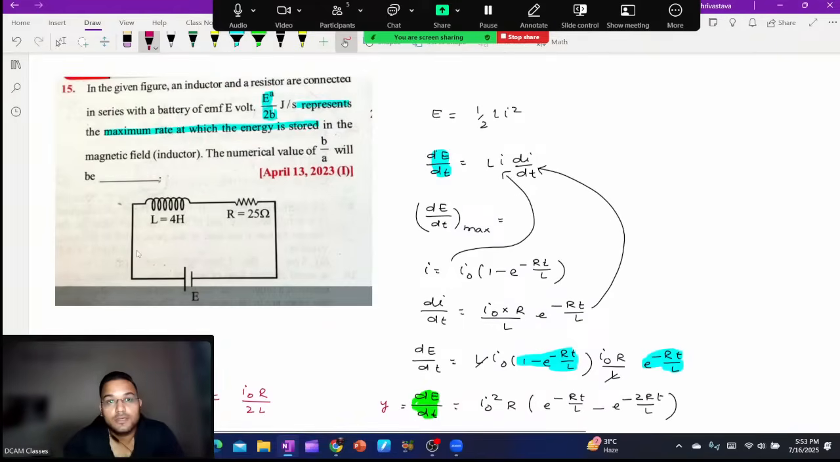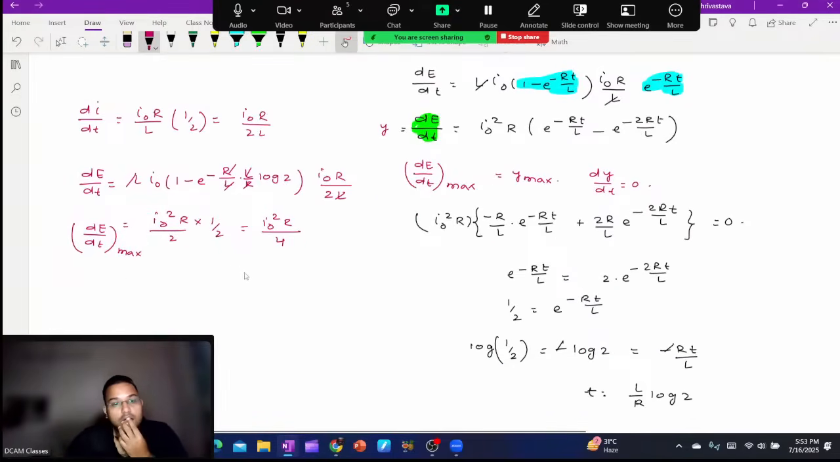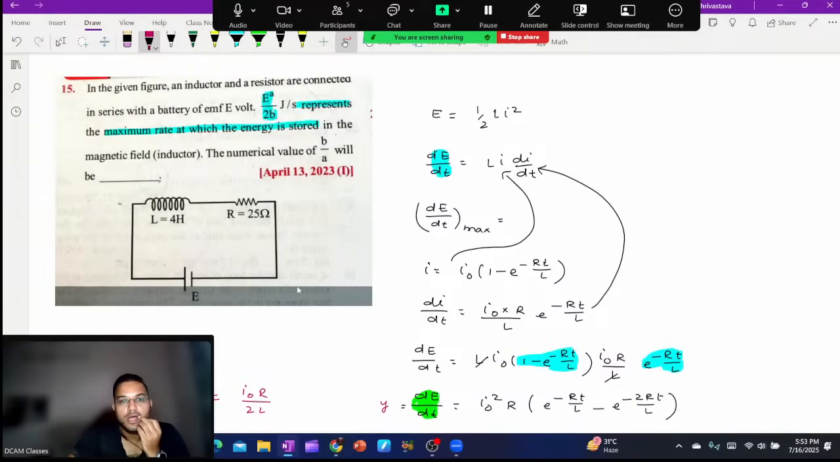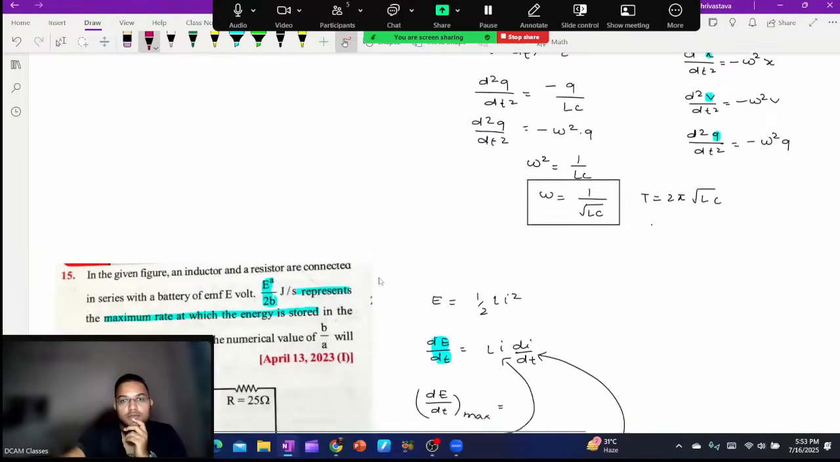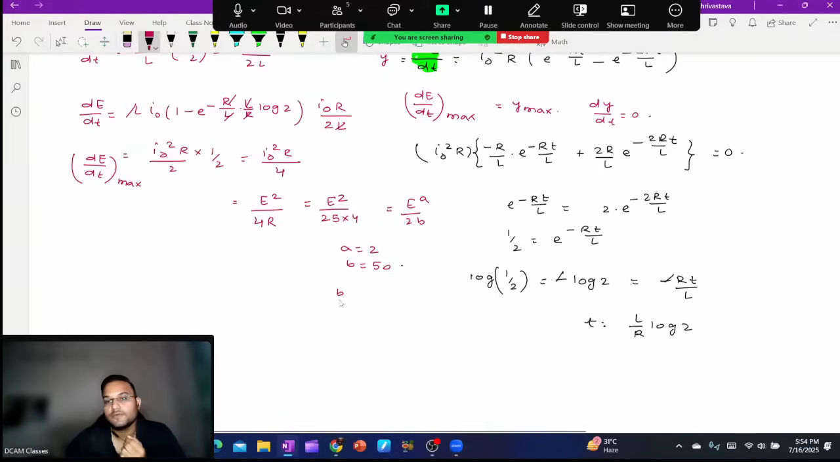Now they have given I naught as E by R, in terms of E they are asking. I naught is E by R, so E square by R, we can substitute as 4R. They have given the value of R, 25. So A is equal to 2 and B is equal to 50. Now they have given e power A by 2B. A is 2, B is 50. So what they have asked now is B by A, it's 25. That's why we are getting 25. Very good, Srijita.